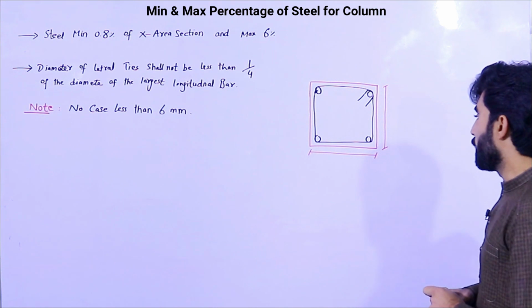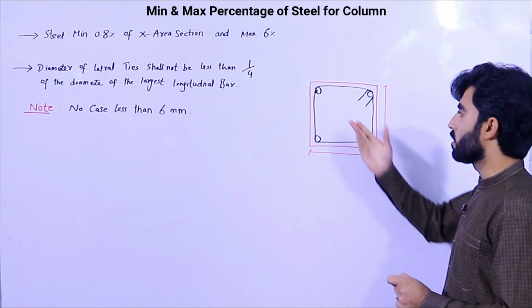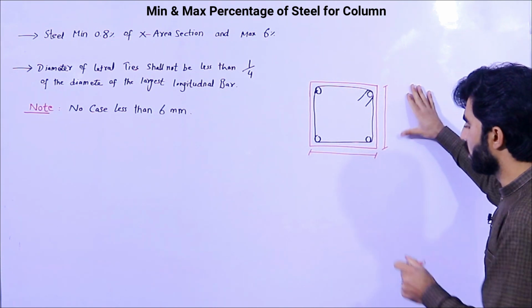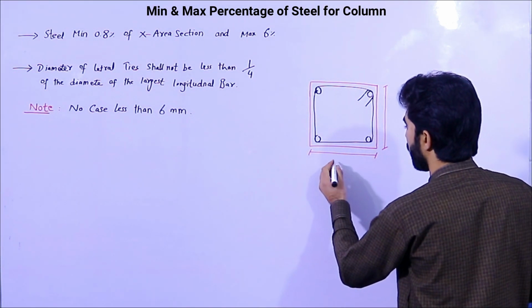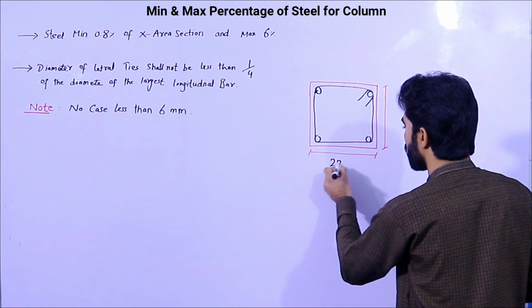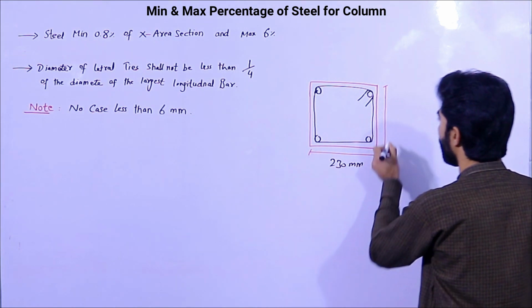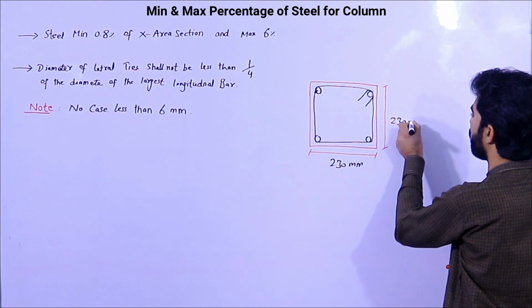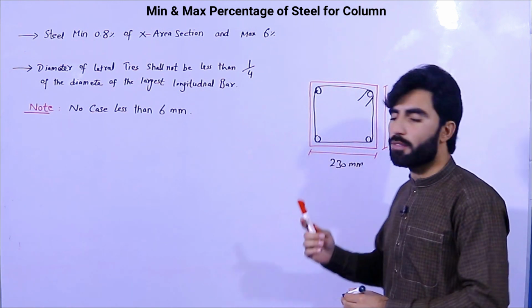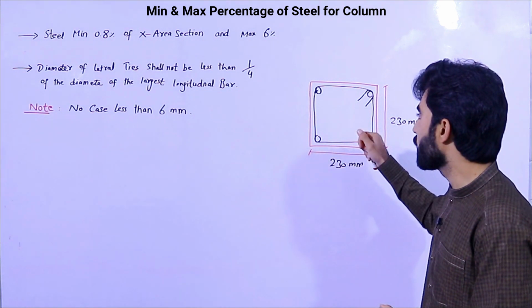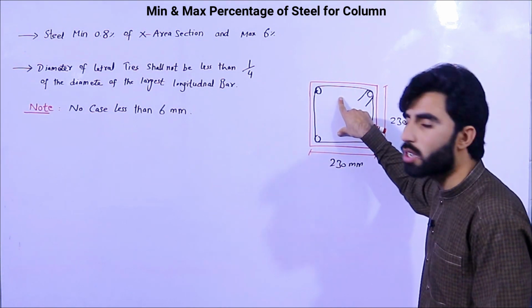Guys, what is the minimum and maximum percentage of steel for RCC column? Guys, you can see this is a figure of a column which size is 230 mm by 230 mm. Okay. So what is the minimum percentage of steel for this column and how we can find the percentage of steel for this column?